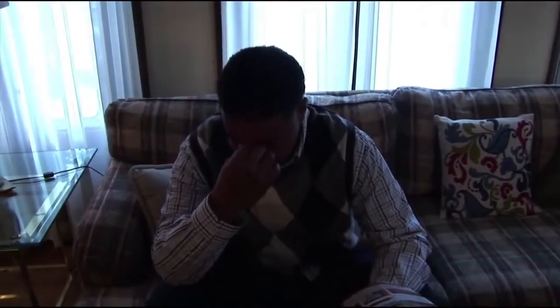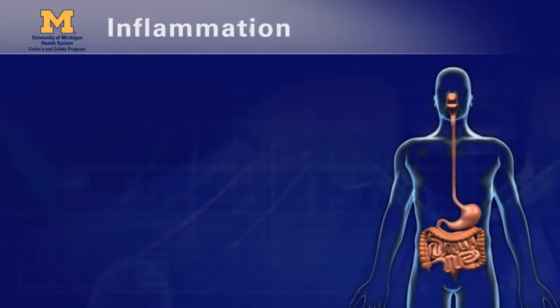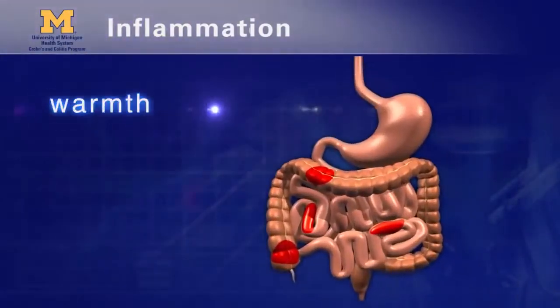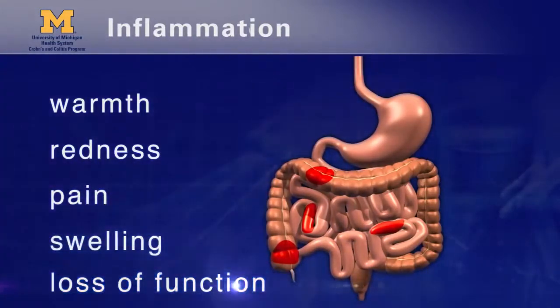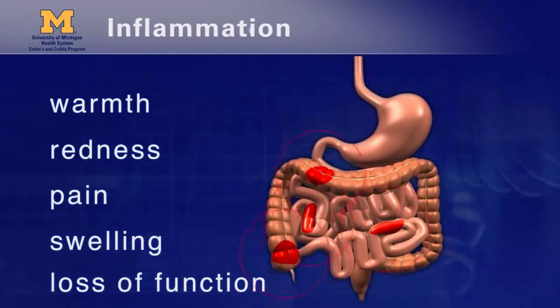Inflammation is a result of activation of the immune system, and it generally includes 5 signs of active inflammation: warmth, redness, pain, swelling, and loss of function. In IBD, these symptoms happen in the gastrointestinal tract and cause symptoms in your belly.